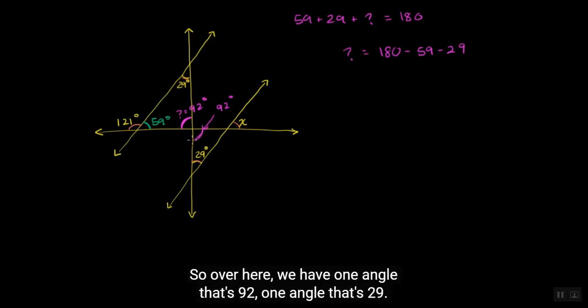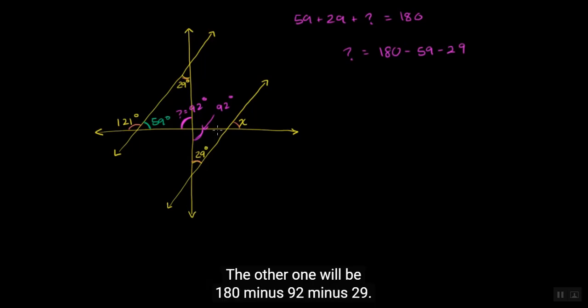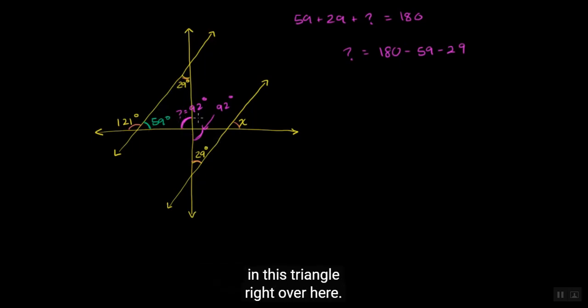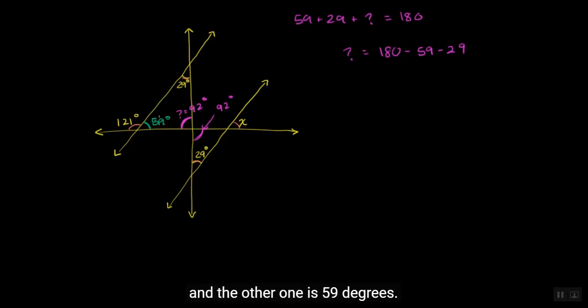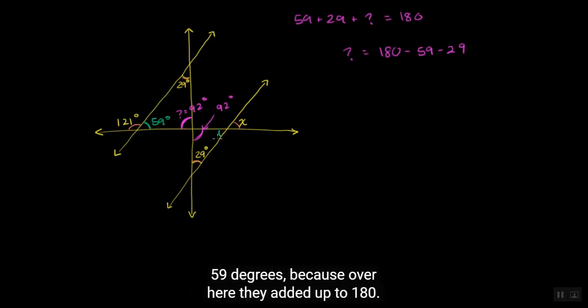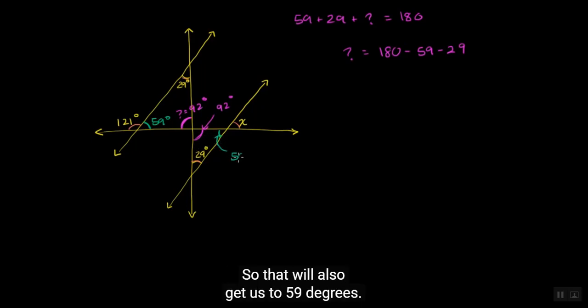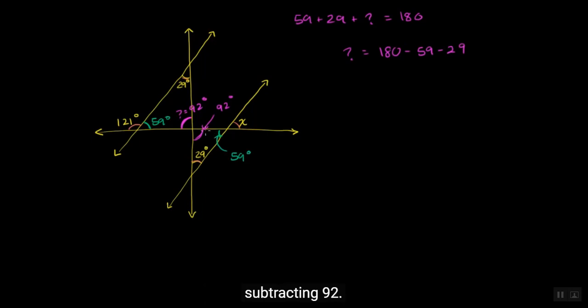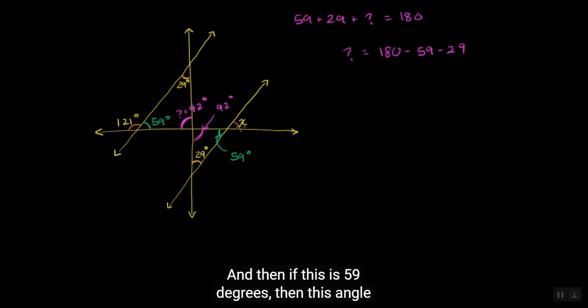So over here, we have one angle that's 92, one angle is 29. The other one will be 180 minus 92 minus 29. And we don't even have to do any math here because it's essentially the exact same angles that we have in this triangle right over here. We have a 92 degree angle, we have a 29 degree angle, and the other one is 59 degrees. So in this case, it has to be also 59 degrees because over here they added up to 180, so over here they'll also add up to 180. So that will also get us to 59 degrees. We could just get that by taking 180, subtracting 29, subtracting 92. And then if this is 59 degrees, then this angle is also going to be 59 degrees because they are vertical angles. So we're done.